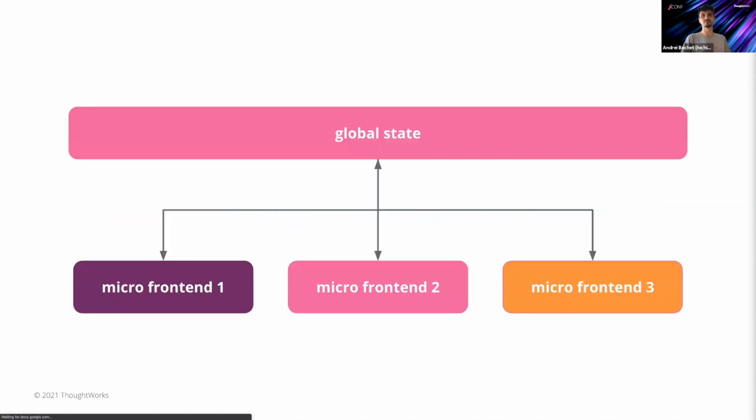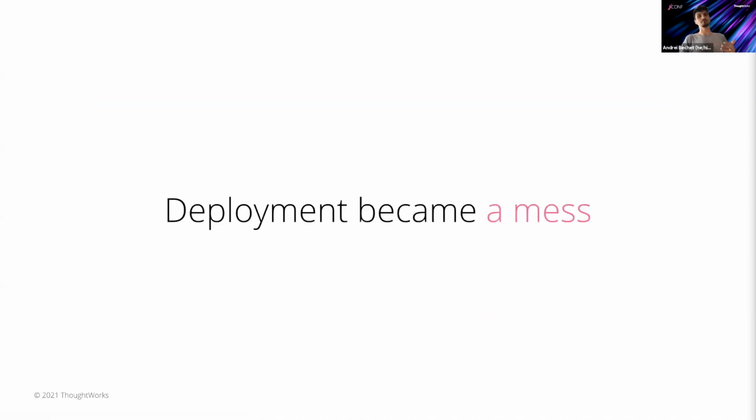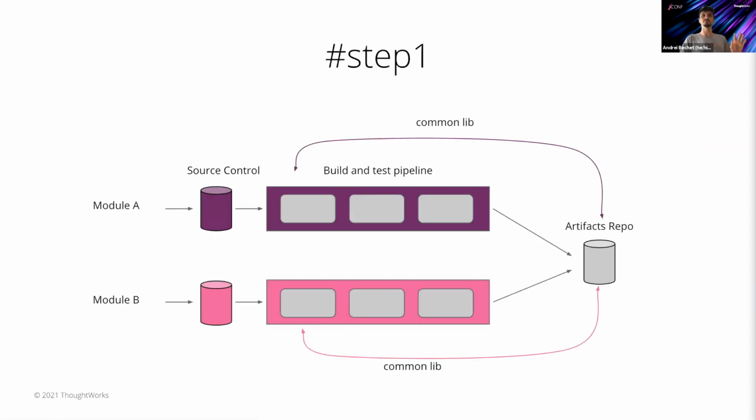And if any of the micro-frontends needs to change something in the state, then they need to talk to the rest of the teams, the rest of the people, update it in the common library, and then have the change be also deployed throughout. Not cool. So deployment became a mess, really as a side effect, a nasty one. Now, rather than having just one step, we need to have multiple.